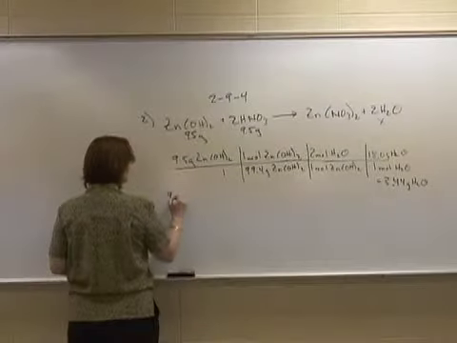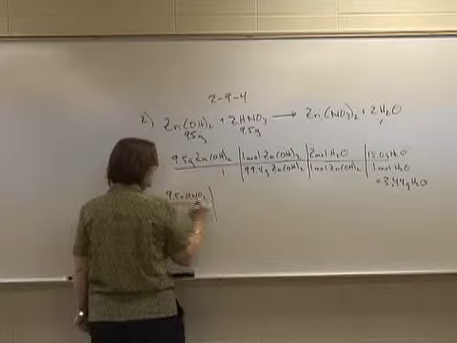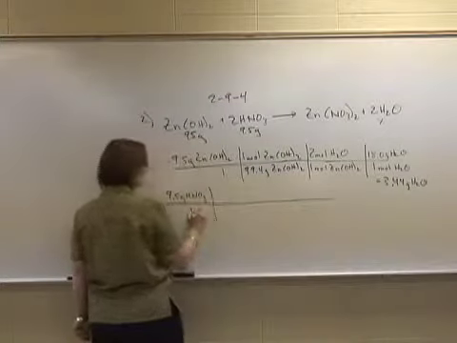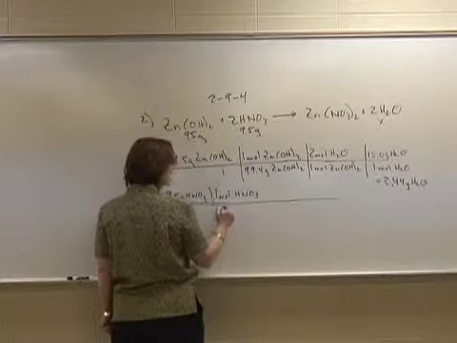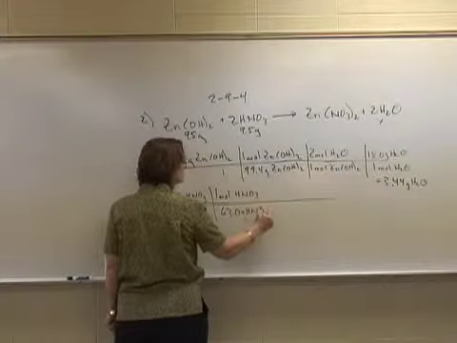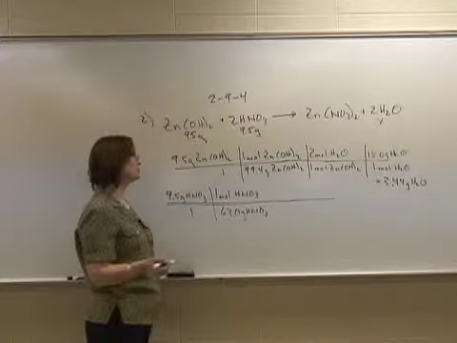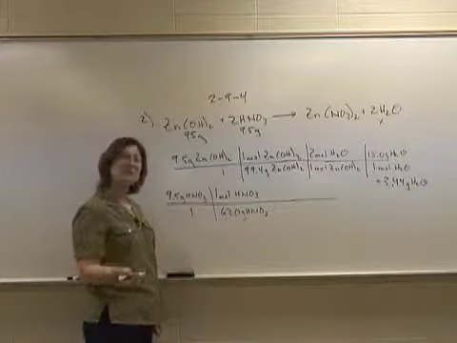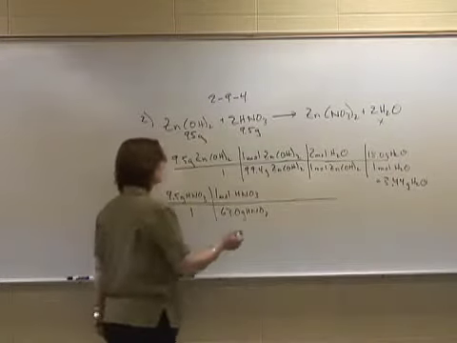I have 9.5 grams of my nitric acid. I change my grams to moles. 1 mole of nitric acid has a mass of 63.0 grams of nitric acid. Hydrogen is 1, nitrogen is 14, and 3 oxygens is 48. And we should be pretty familiar with getting the gram formula masses by this time.